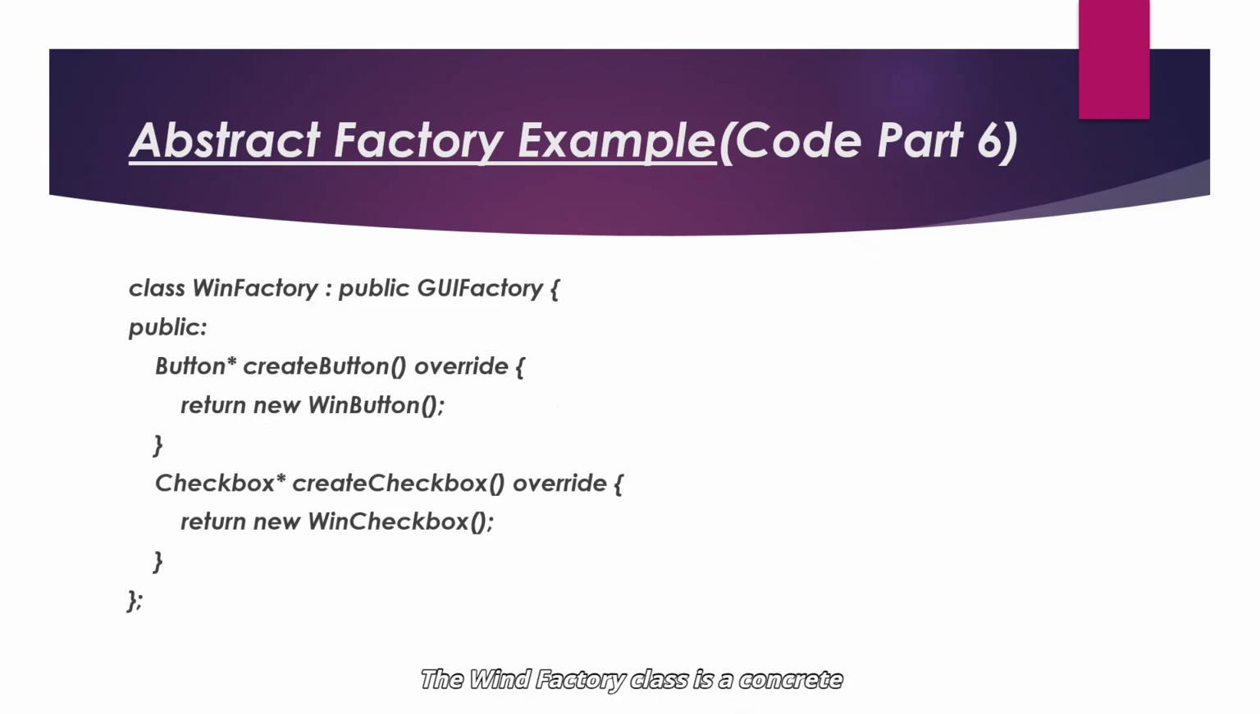The Win Factory class is a concrete implementation of the GUI factory. It creates Windows-specific components by implementing the create button and create checkbox methods, ensuring that all components created by this factory are compatible with Windows.